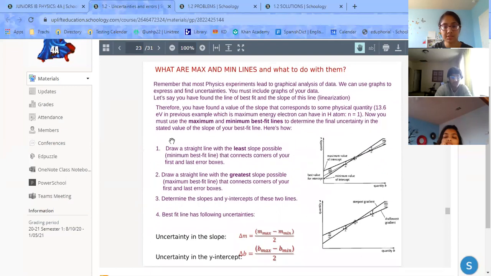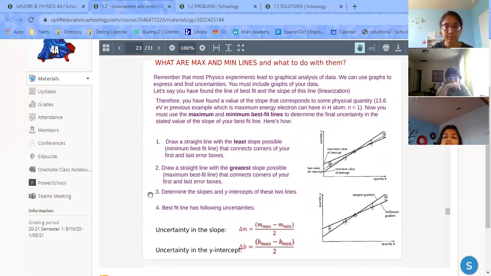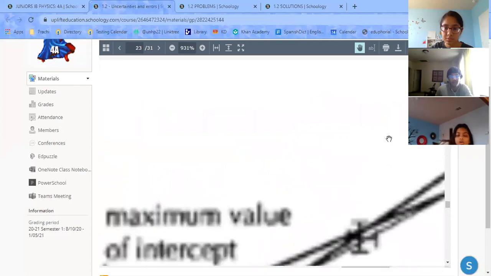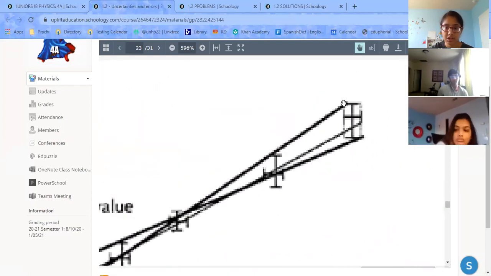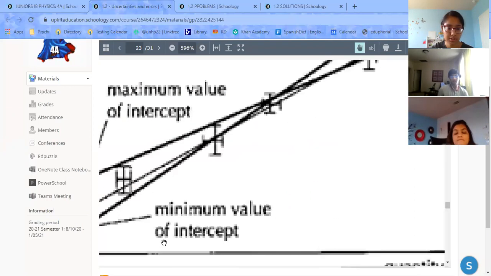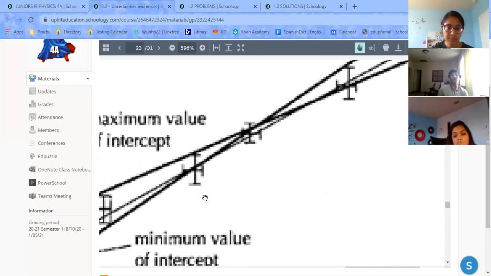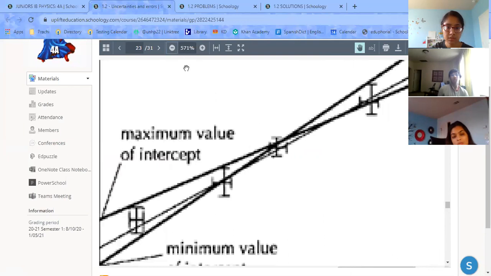Okay, max and min lengths. I know this was confusing for a lot of people when we learned it. If we look at this graph, you would use the top left corner and then match it to the bottom right corner of the last one to find the maximum slope, because that one is steeper.